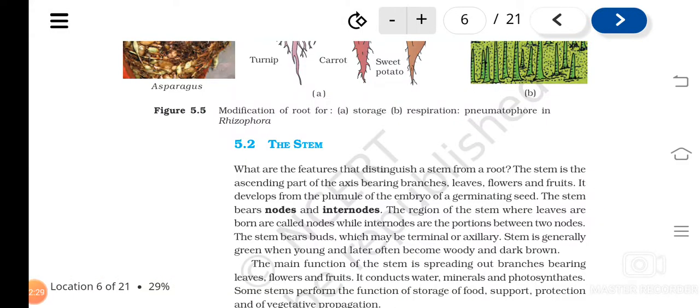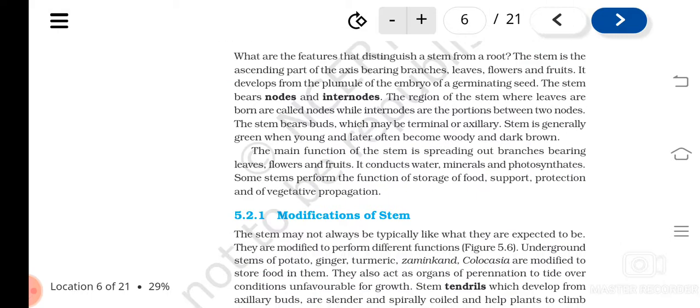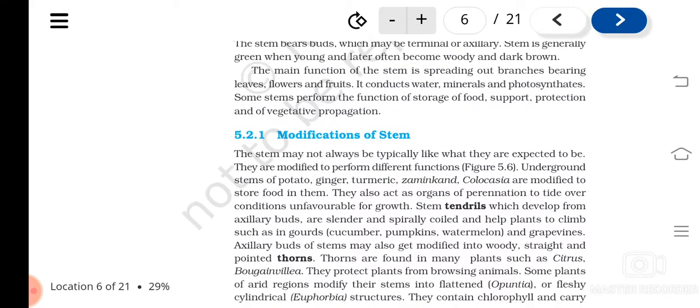Stem is another part of the plant, and the characteristic feature of stem is what? The presence of nodes and internodes. So, nodes and internodes. Then modifications of stem I told you. In addition to the normal function of stem, if the plant is doing some other function, that is called what?